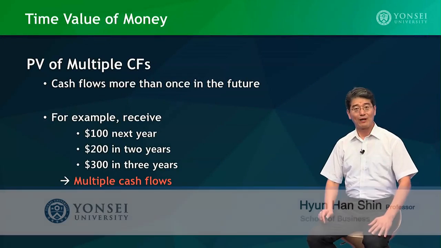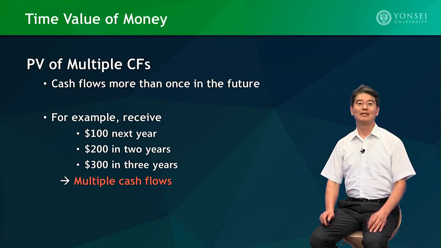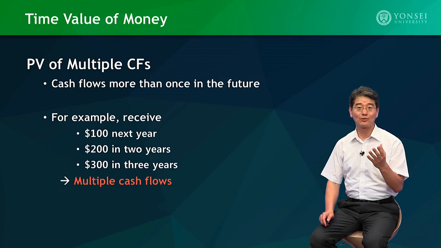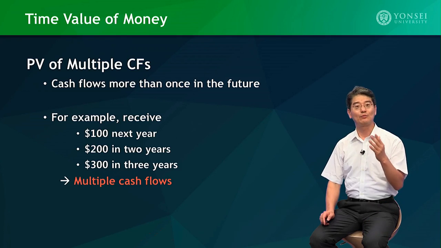So far, you have learned how to find present value of future lump sum cash flow. Next, let's learn how to find present value of multiple cash flows. That is, cash flows are more than once in the future. For example, you're supposed to receive $100 next year, $200 in 2 years, and $300 in 3 years. This kind of stream of cash flows is called multiple cash flows.